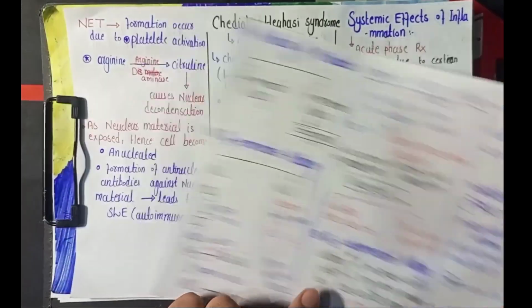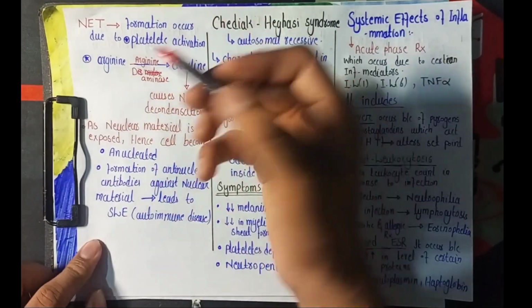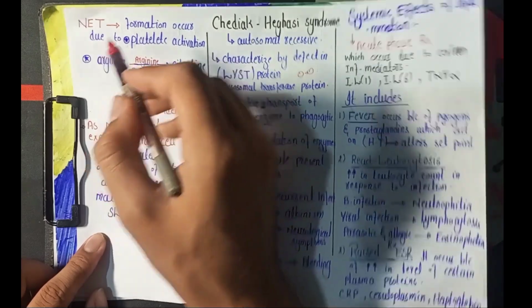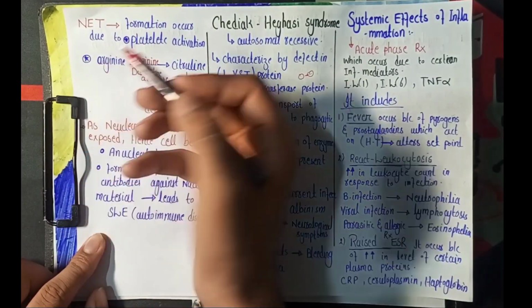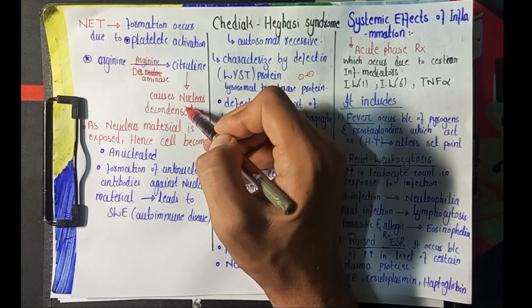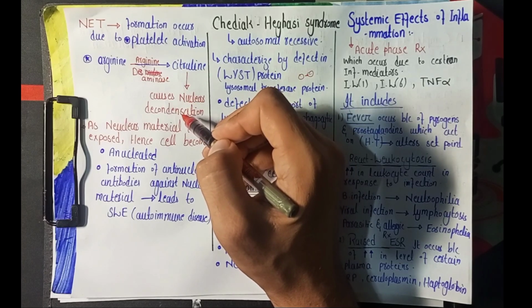The formation of the NET depends upon the activation of platelets, when the arginine deiminase enzyme is activated and causes conversion of arginine to citrulline. This citrulline then acts upon the nuclear material of the neutrophil and causes its decondensation, and they form the NET.